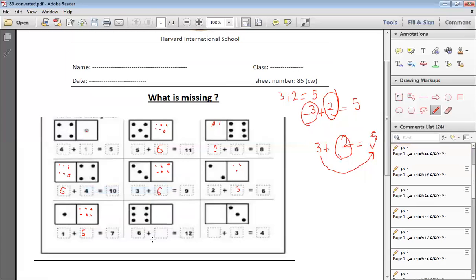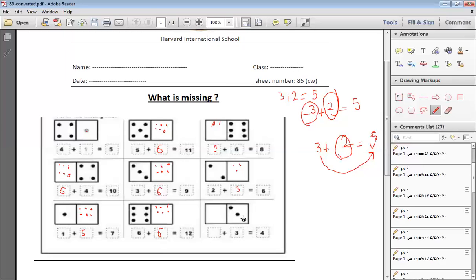Okay, here 6, and he needs the 6 to be 12. So I will start drawing, and while I'm drawing, I will count after the 6, 7, 8, 9, 10, 11, 12. Let's count the red dots. 1, 2, 3, 4, 5, 6. So 6 plus 6 equals 12.